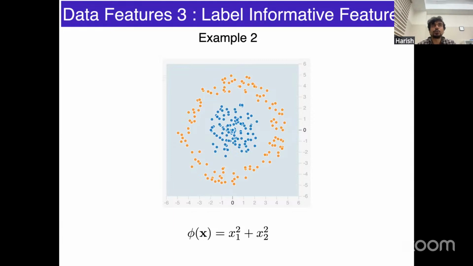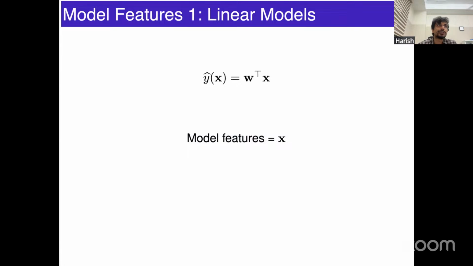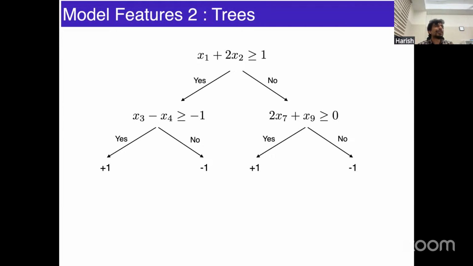All three of these notions are perfectly valid. Now we'll go to model features. Let's say you have a model like this, where y hat of x is just W transpose x. The most natural notion of model features is just x. This corresponds to the data feature notion, where your raw data just happens to be the data features. So in the case of a linear model, the most natural notion of model features is also just the raw data x.